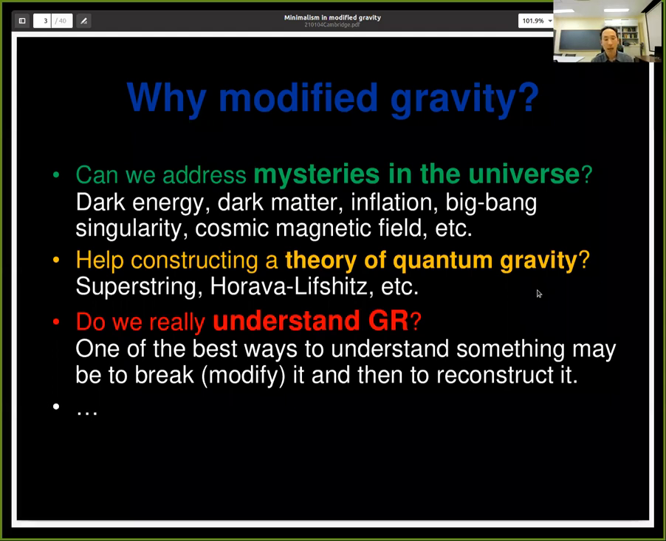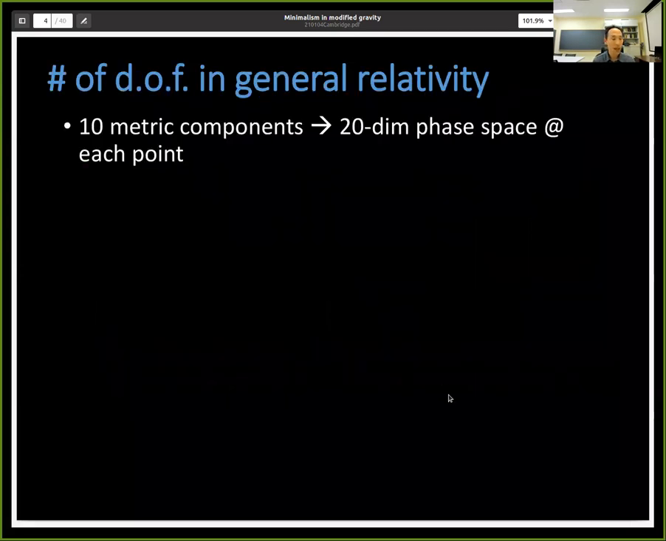And there is a third motivation. It may help us understand GR itself. After all, one of the best ways to understand something may be just to break it and then reconstruct it. After reconstructing, maybe we understand GR better. And from the point of view of the third motivation, I think we need to understand GR before modifying GR. So let me remind you how to count the number of degrees of freedom in general relativity.